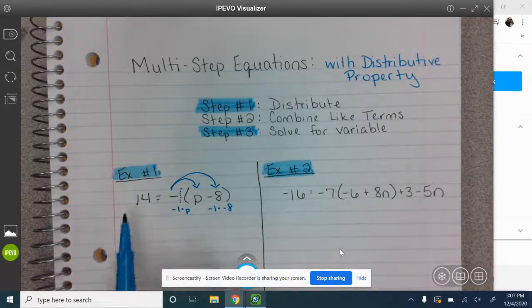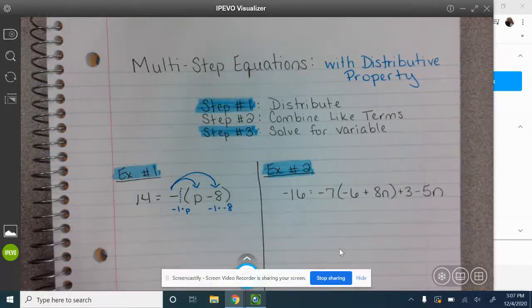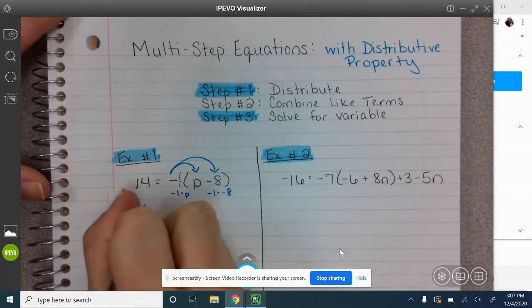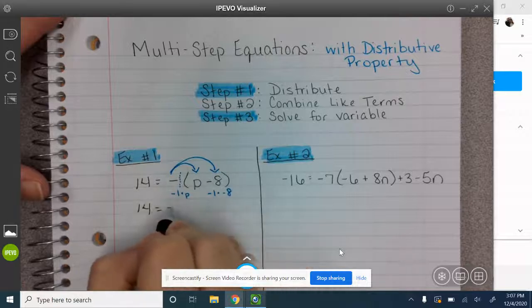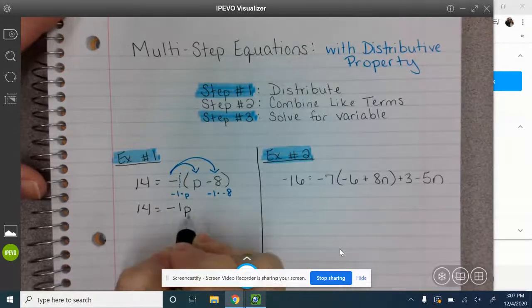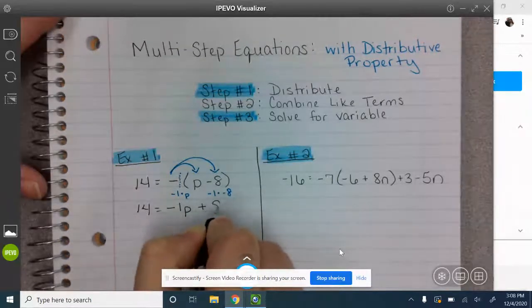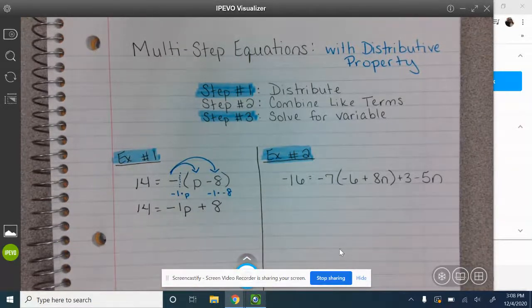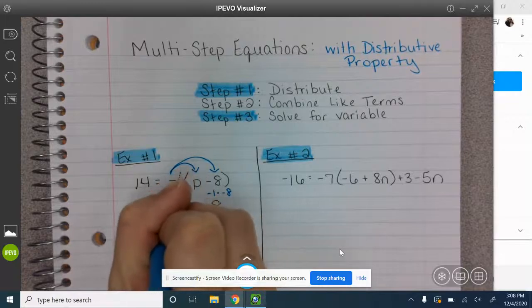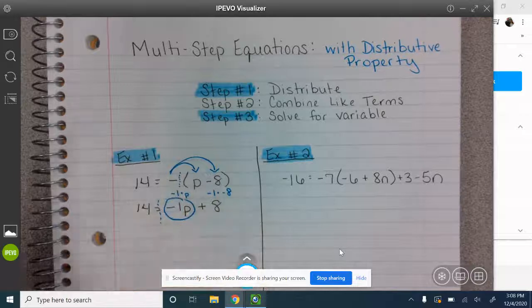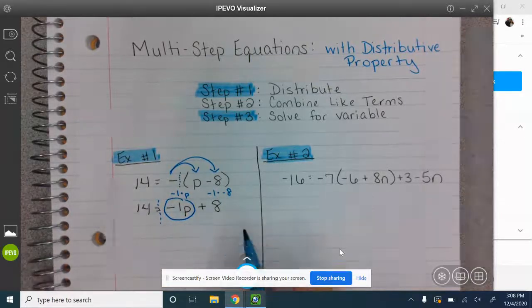So then, after I have figured out how to distribute that, I'm going to rewrite my equation. And I have 14 equals negative 1p, or you can simply write negative p. Negative 1 times negative 8 is a positive 8. At this point, I have a two-step equation. So I'm going to circle my couple, or just figure out what needs to stay together until the very, very end. In this case, it is negative 1p.